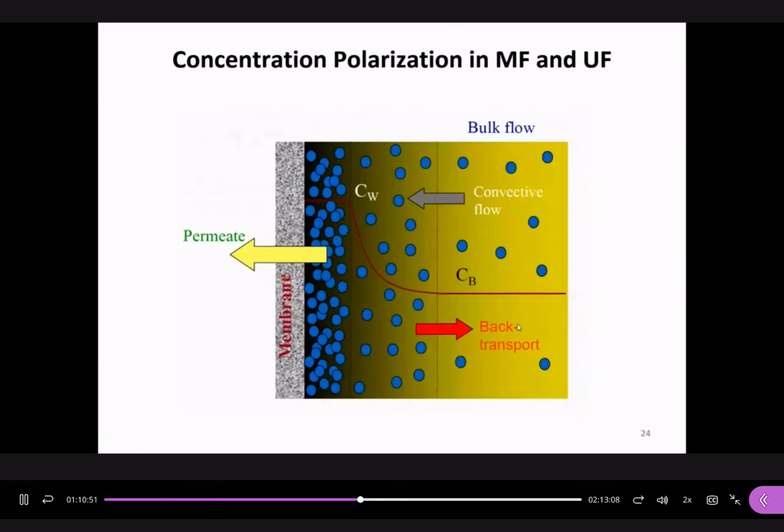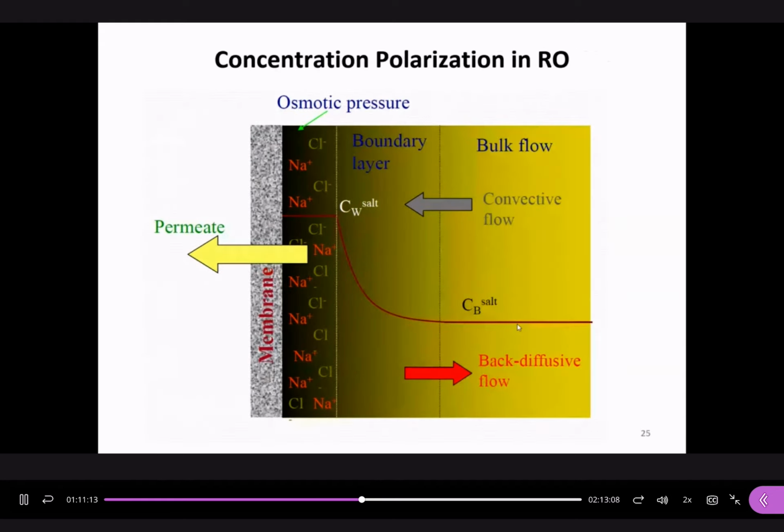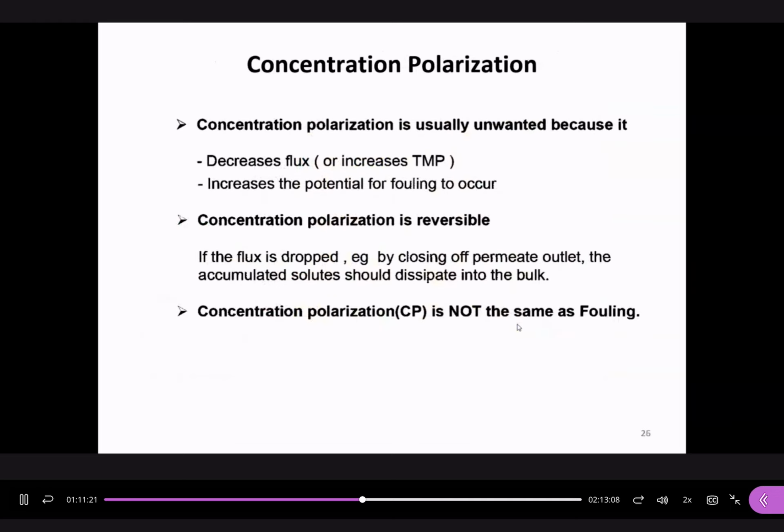It's also shown in this schematic. You see here the solute is much higher near the membrane. So there's back diffusion, but your flow direction is still from the right to the left. Osmotic pressure. So concentration polarization is usually unwanted because it decreases the flux and increases the potential for fouling, because you have a high concentration layer. So the solutes more easily attach on the membrane surface. That is fouling. Concentration polarization is reversible.